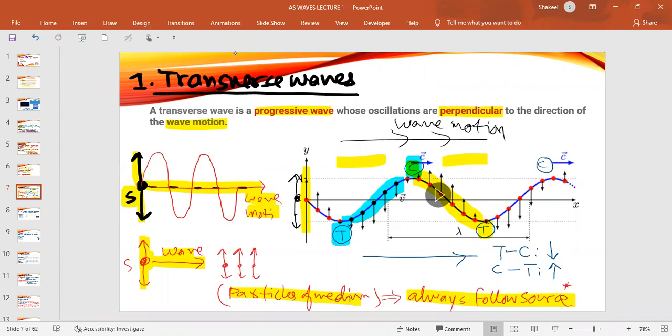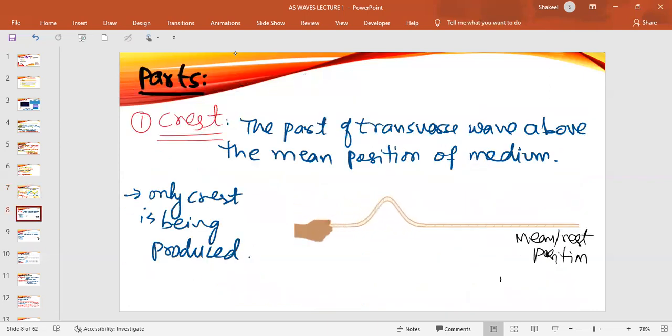Upward direction. You can see in the diagram, they're moving upward. So beta, every particle which is between crest and trough will be moving upward. And every particle that is between a trough and crest will be moving downward. So you can see from the next that the particles between the last trough and last crest are moving in the downward direction. So all the particles of the medium will move up and down.